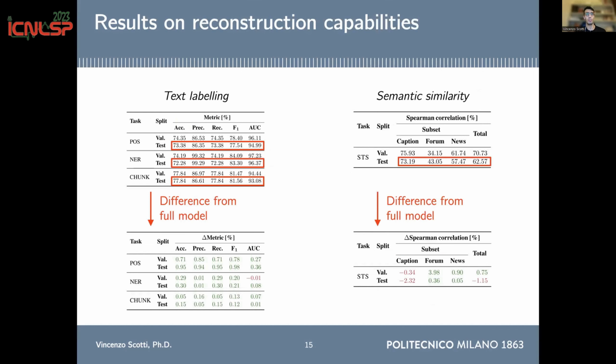For what concerns the reconstruction capabilities, we recomputed the results training a separate model with the truncated Def2Vec version, and we observed that especially on the text labeling tasks, the difference in results was very small, always less than 1% of difference between the obtained metrics with the entire model and the reduced one. Again, on semantic similarity, results were slightly worse, but again, very close. The overall difference on the test set was 1.15% in favor of the full model with respect to the truncated one.